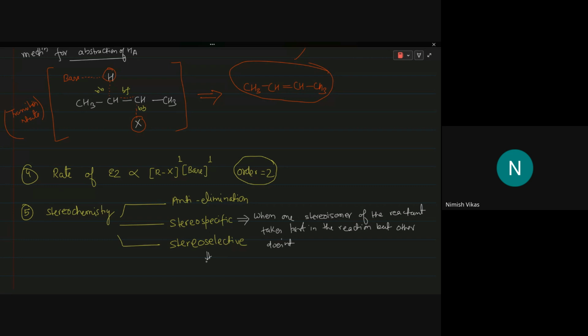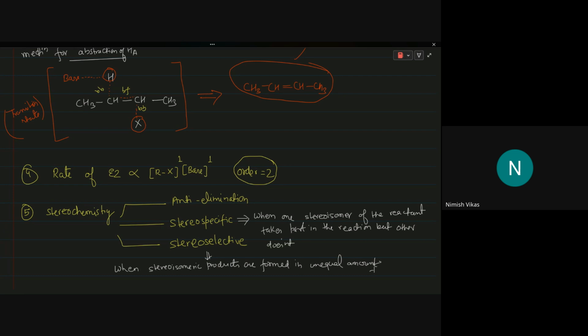What is stereoselective? Stereoselective means when stereoisomeric products are formed in unequal amount. Unequal amount. So this is the meaning of stereospecific and stereoselective.